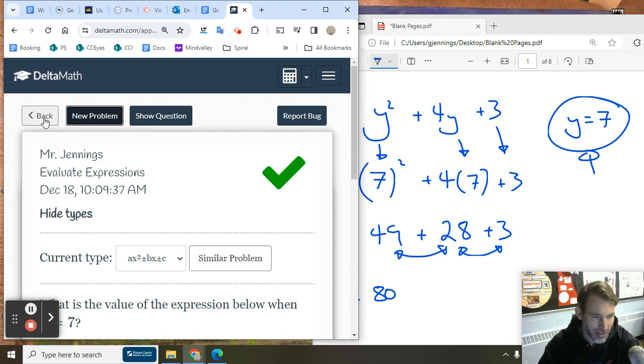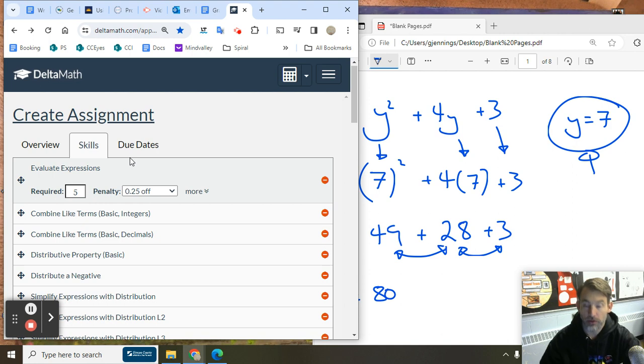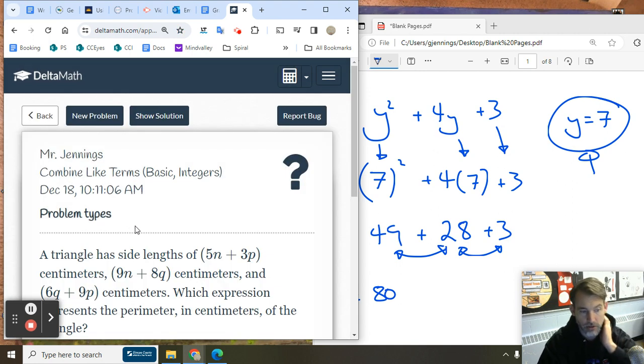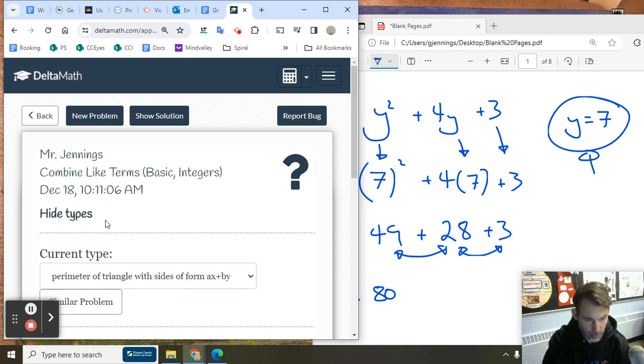Okay, so that is evaluation of expressions. We are learning to substitute in and then do the arithmetic to evaluate what that looks like. Next, we're going to take a look at the next topic, which is combining like terms. Combining like terms is just adding all of the different stuff together. So let's see what problem types we have here.